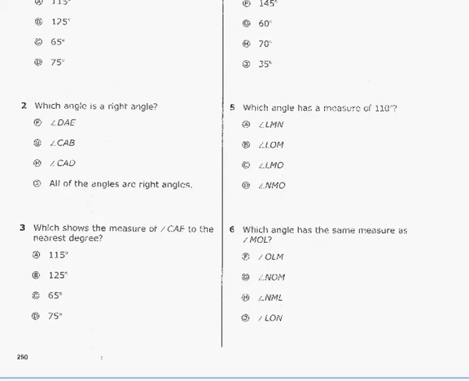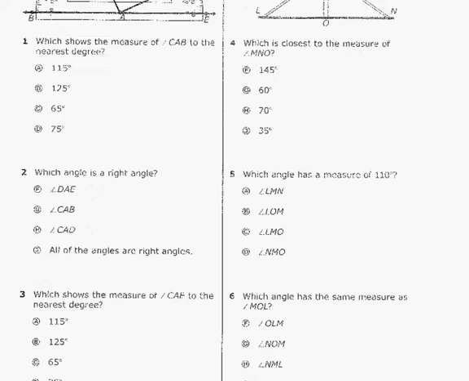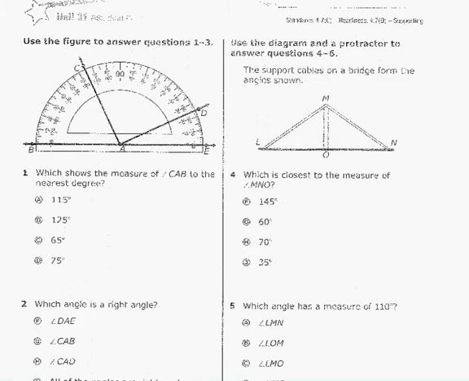Question number 3. Which shows the measure of angle CAE to the nearest degree? A, 15 degrees. B, 125 degrees. C, 65 degrees. Or D, 75 degrees? Okay, use the diagram and a protractor to answer questions 4 through 6. The support cable on the bridge forms the angles shown. Which is the closest to the measure of angle MNO? F, 145 degrees. G, 60 degrees. H, 70 degrees. Or J, 35 degrees?